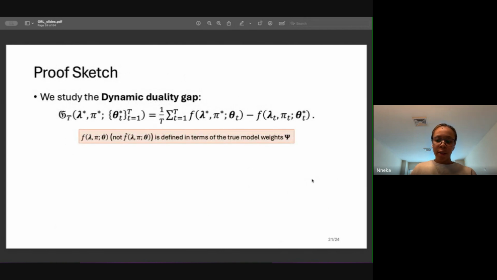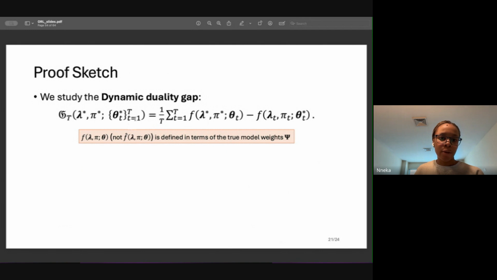So how do we get this guarantee? Now I'd like to walk you through the proof sketch. To prove the result we've seen earlier, what we do in the paper is look at this term, which we call a dynamic duality gap, which takes inspiration from the idea of duality gaps in linear programming.